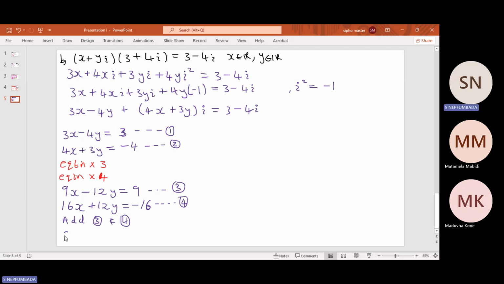So it means we're going to have 9x plus 16x, minus 12y plus 12y is 0. Then this is equal to 9 minus 16. So can you see that we are left with something that has got x only?